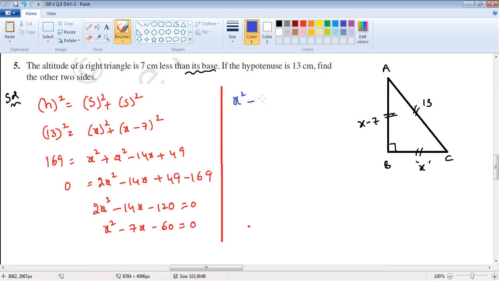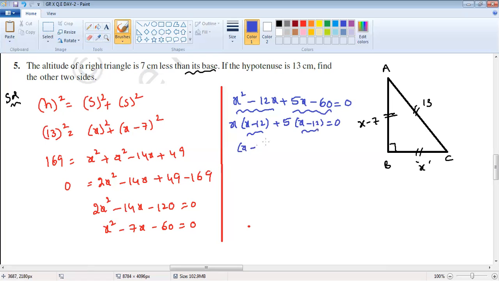x square minus 12x plus 5x minus 60. Am I right, ma'am? Yes, sir. So then in these two terms what is common? x is common. So x minus 12. In these two what is common? 5 is common. So x minus 12 is equal to 0. So in this both, what is common? x minus 12 is common, into x plus 5 is equal to 0. Got it, ma'am?